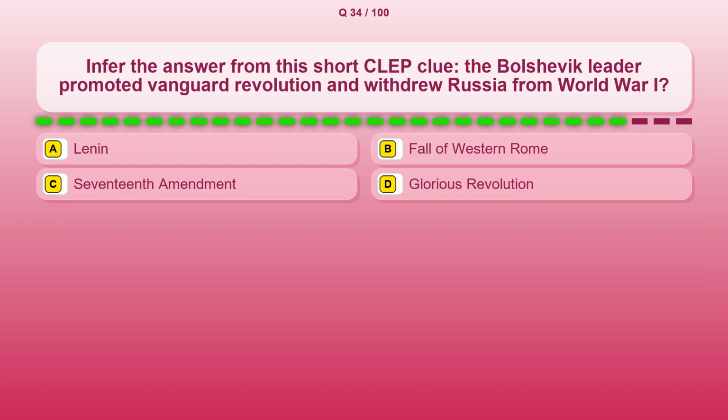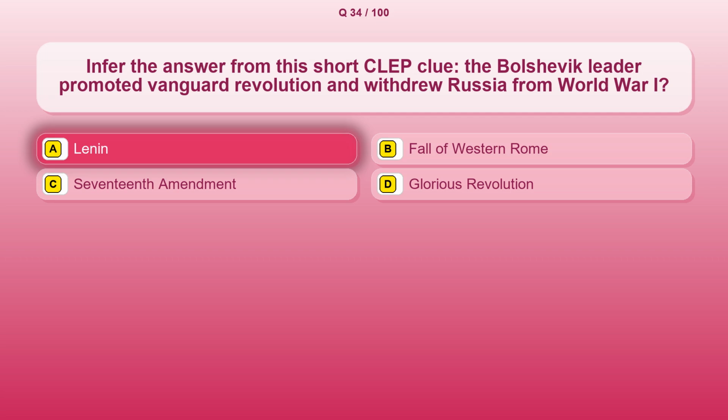Question 34. Infer the answer from this short CLEP clue. The Bolshevik leader promoted vanguard revolution and withdrew Russia from World War I. Option A, Lenin. Option B, fall of Western Rome. Option C, 17th Amendment. Option D, Glorious Revolution.